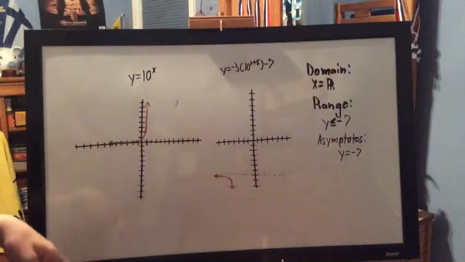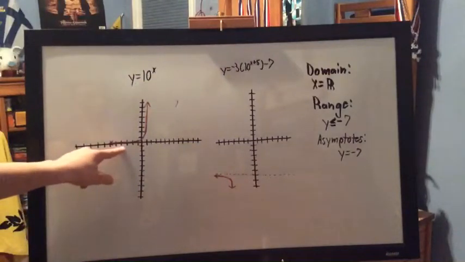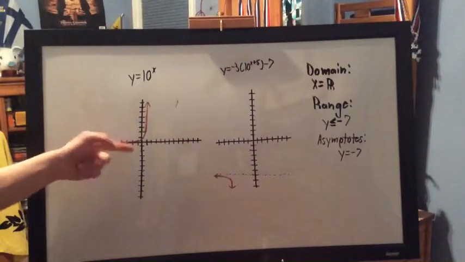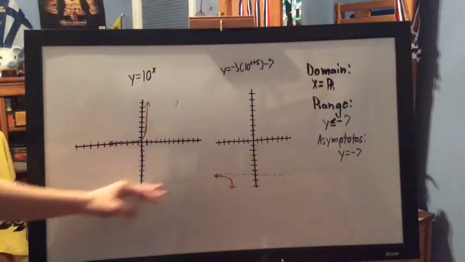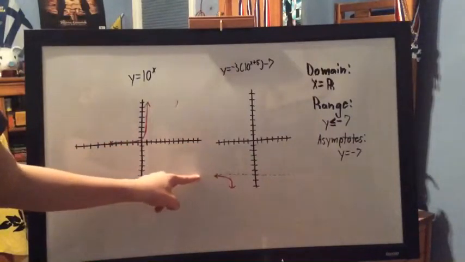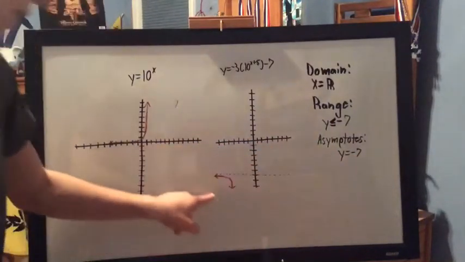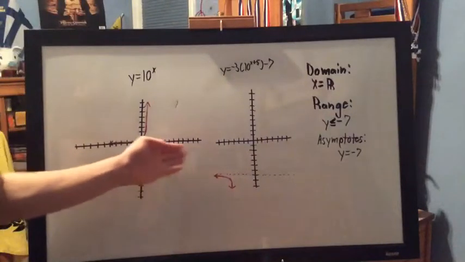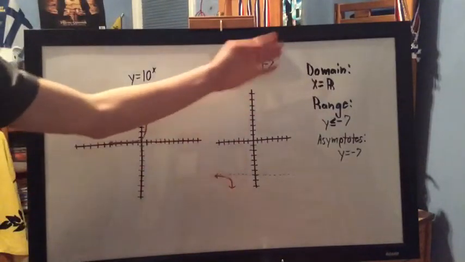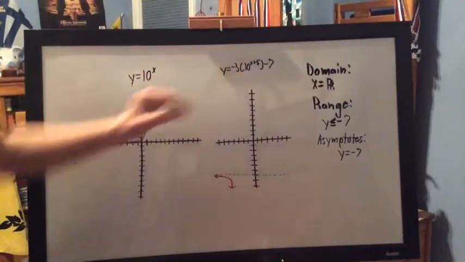And then the -7 means that the asymptote, or basically 0, goes down 7. And that's what it is. And then it lowers your graph. But if it was plus 7, then it'd be 7 up here.